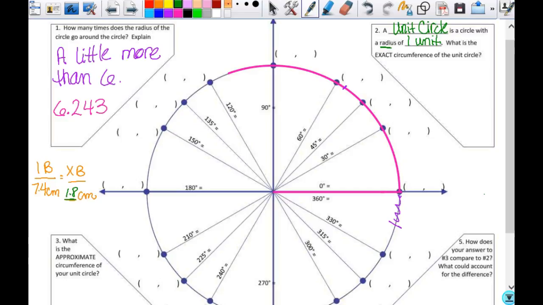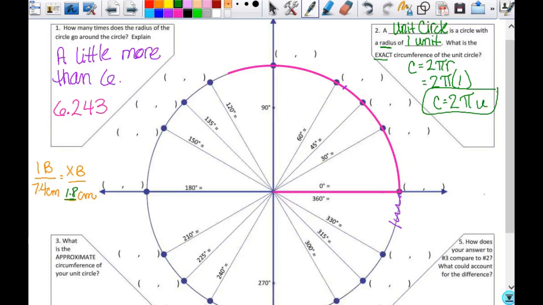Okay, it's 1 unit. So then it says, what is the exact circumference of the unit circle? Well, what's the circumference of any circle? How do you find that? 2 pi r, okay? So since this is a unit circle, what is my radius? This is a super easy question. What's the radius? 1. A unit circle is a circle with a radius of 1. So the circumference here is 2 pi units. That is the exact circumference of this circle, which is the distance around the circle. We all agree with that?